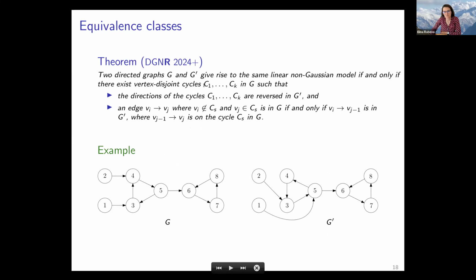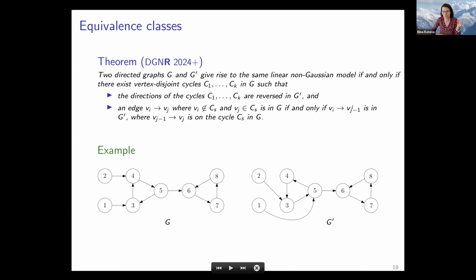And it's precisely by taking some vertex disjoint cycles. We take a bunch of cycles in one of them and reverse their directions. You have to change some other things as well. So if there was an edge pointing to one of the cycles, so if VI was pointing to VJ, where VI wasn't in the cycle and VJ was, then you have to change VI to point to VJ minus 1, the previous vertex in the cycle.